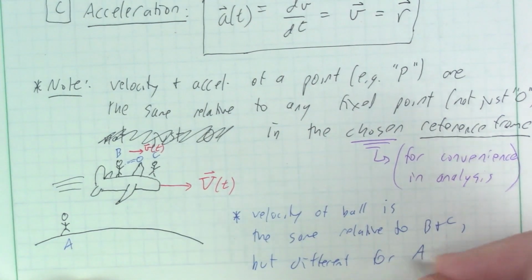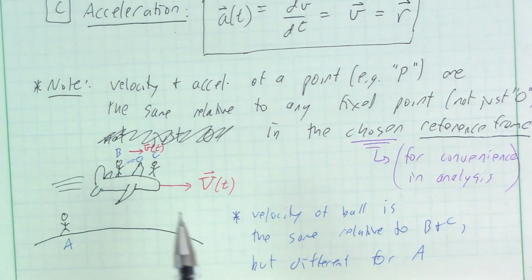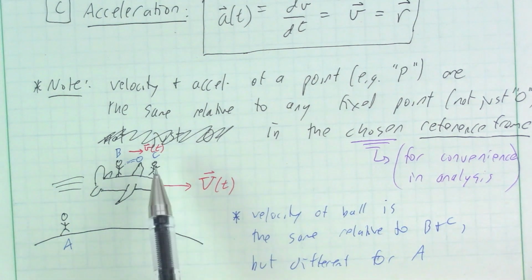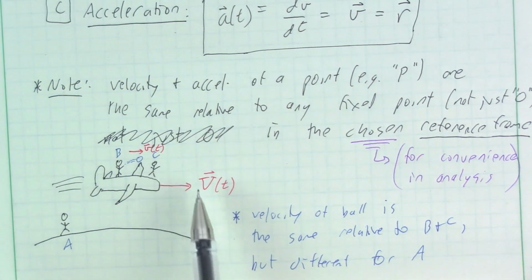And we will get into what it actually is. I mean, there's no surprise. A is just going to see the ball moving with this velocity plus that velocity, right? And they're vectors, so there's actually a vector addition going on.